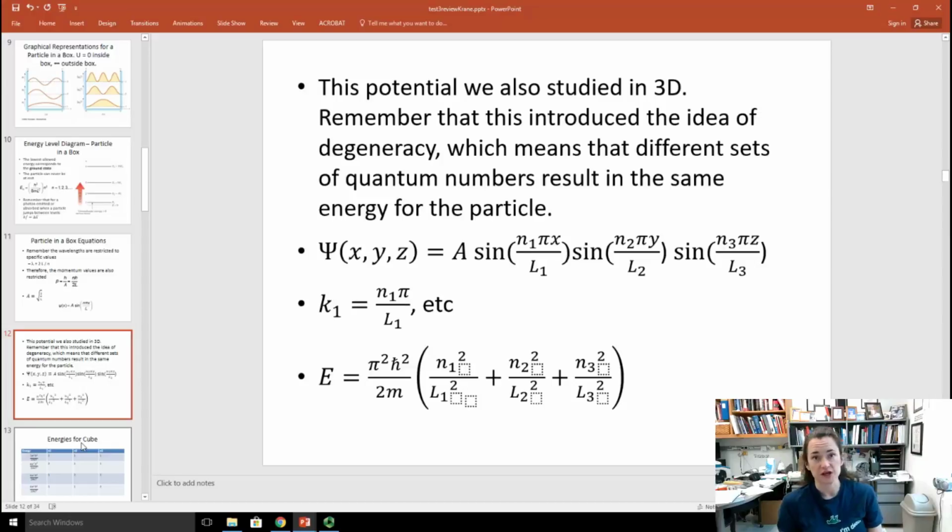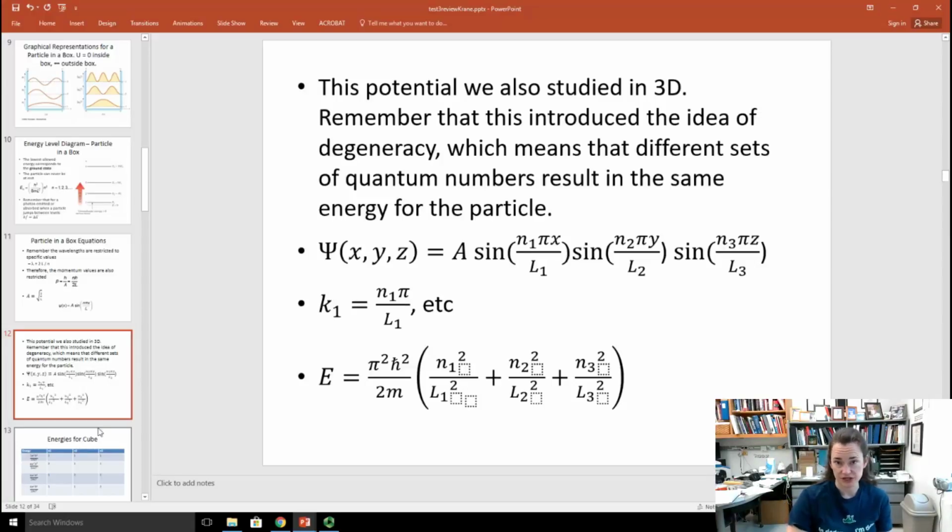Okay, the dimensions don't have to be the same in each direction. In other words, it doesn't have to be a cube. All right? So your energy levels for this would be pi squared h bar squared over 2m times n1 squared over L1 squared plus n2 squared over L2 squared plus n3 squared over L3 squared. So those are your energies.